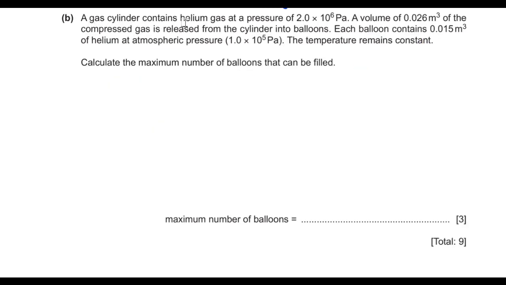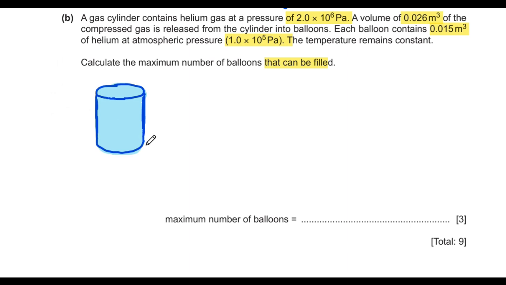B part says a gas cylinder contains helium gas at pressure 2 × 10^6 pascal. A volume of 0.026 meter cubed of compressed gas is released from the cylinder into the balloons. Each balloon contains 0.015 meter cubed of helium at pressure 1 × 10^5. The temperature remains constant. Calculate the maximum number of balloons that can be filled.